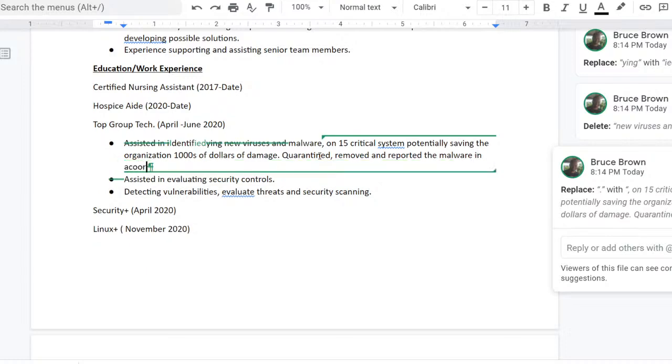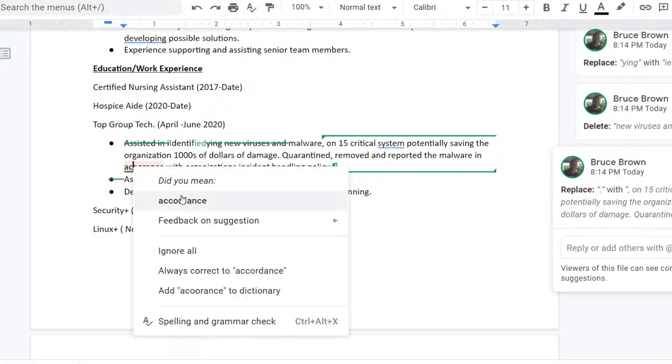in accordance with organization's incident handling policy. So okay, let me explain why I put all this stuff in here.